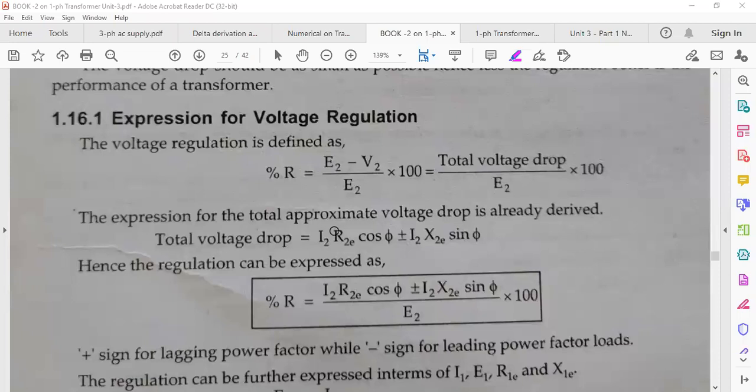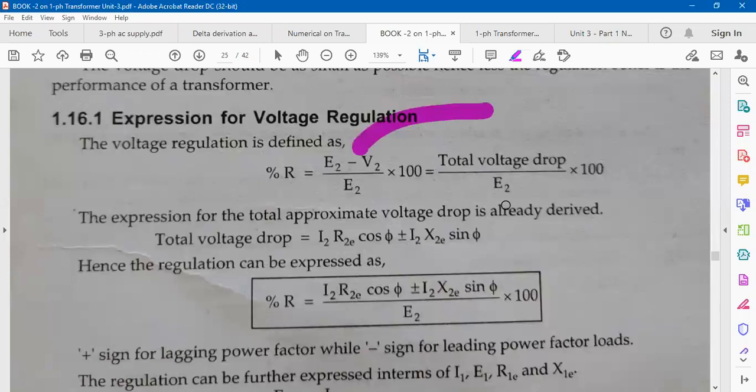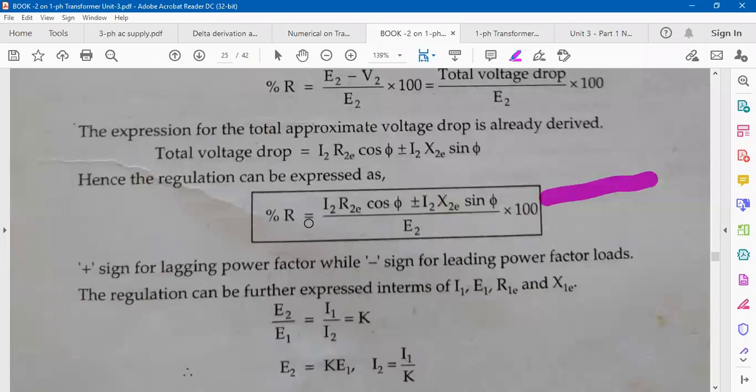Voltage regulation formula we have seen. It's the change in voltage from no load to full load with respect to no load voltage. Using this formula also you can calculate voltage regulation. Sometimes another formula you have to use. This one is the formula. Directly keep the formula in your mind. Its derivation is not there in your syllabus. So this is the formula of voltage regulation.